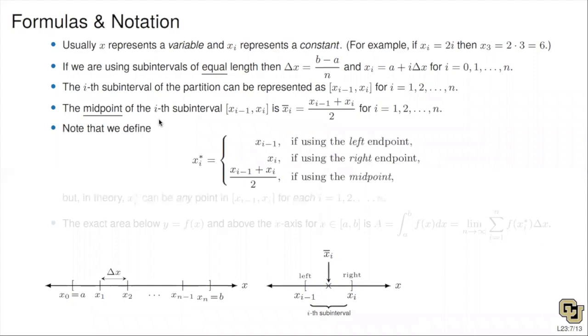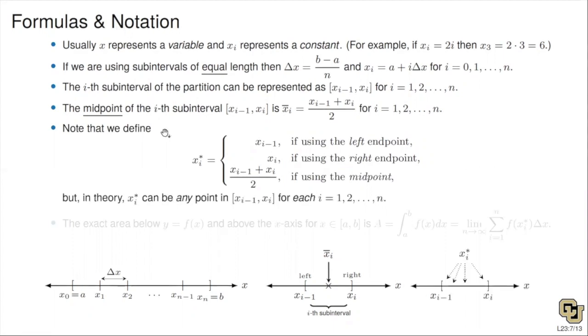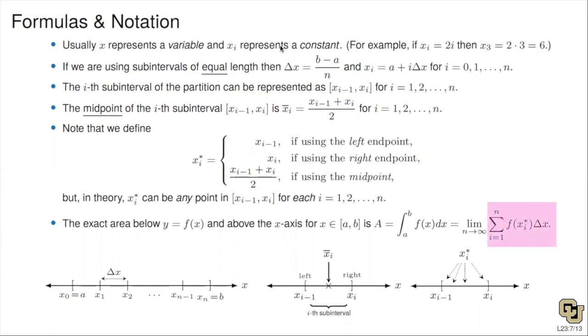And our choices for what to use for quadrature, our x sub i star, can either be the left endpoint, the y value at the left endpoint for the height of the rectangle, the y value at the right endpoint for the height of the rectangle, or the y value at the midpoint for the height of the rectangle. And just in theory, x sub i star can be any point. The exact area we find by taking the approximate area and then using more and more rectangles, sending n to infinity with a limit. Okay, so this slide, I wanted to put all the notation in one place for you. And we'll come back to this slide a little bit later.